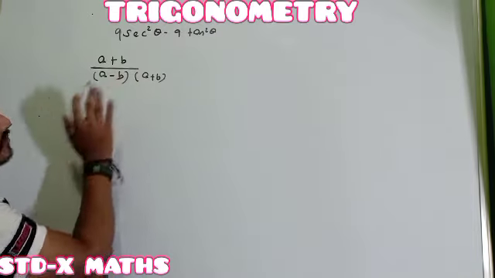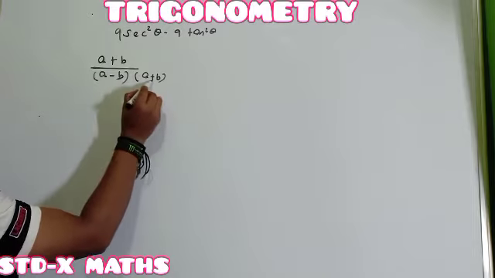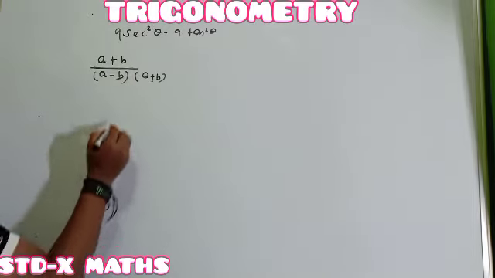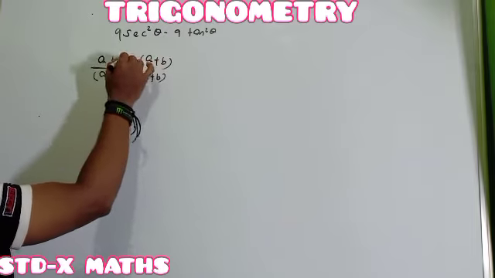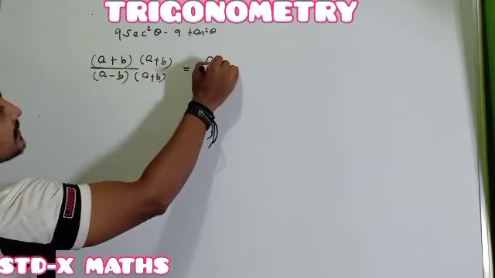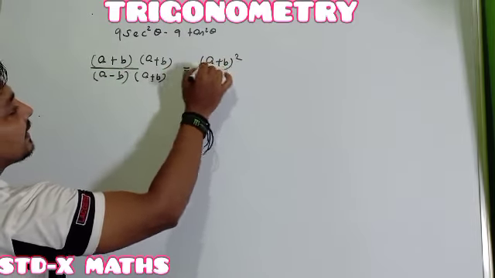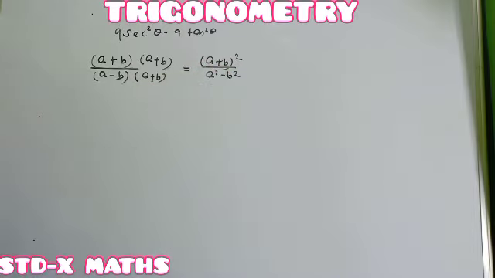So to make the denominator a square minus b square, I multiplied by another one, a plus b. Whatever I multiplied here, the same thing I need to multiply at the top. So it becomes (a plus b) whole into (a plus b), which means (a plus b) whole square divided by a square minus b square below.